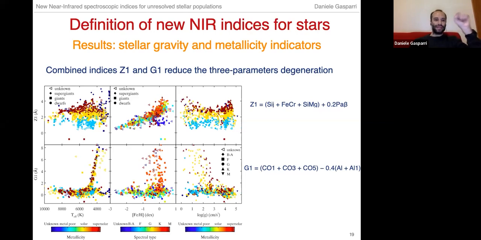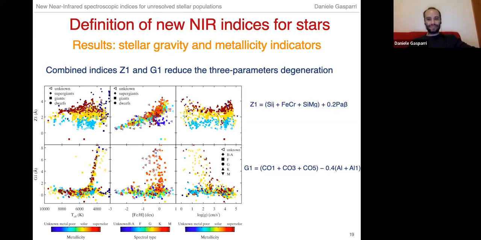You can see in this image the Z1 index, the equivalent width, is not sensitive to the temperature. On the left, we have a flat group of stars, is very sensitive to metallicity, almost linear, and is almost not sensitive to surface gravity. On the right, you can see this is the only index for stars which is sensitive only to metallicity.